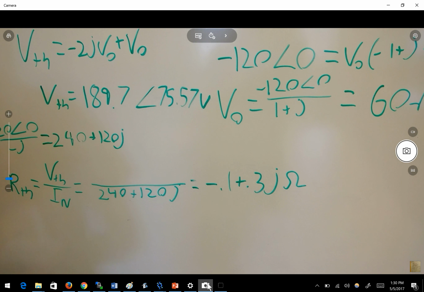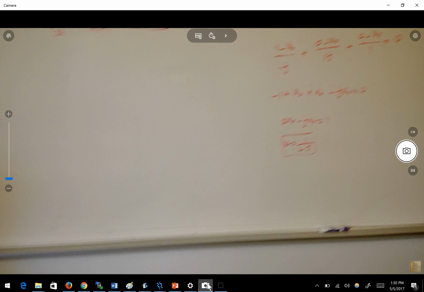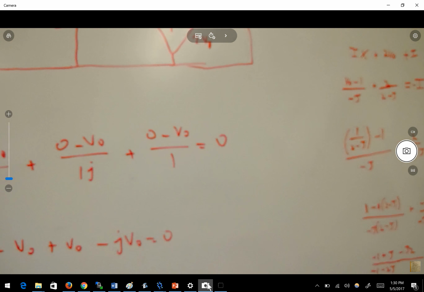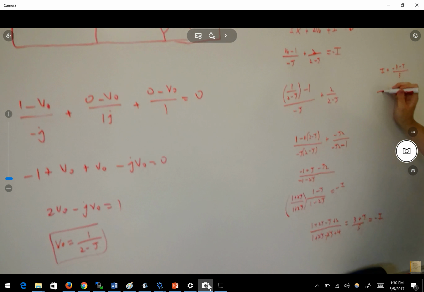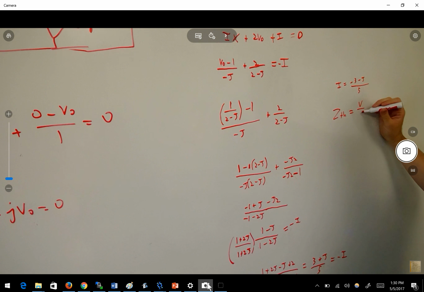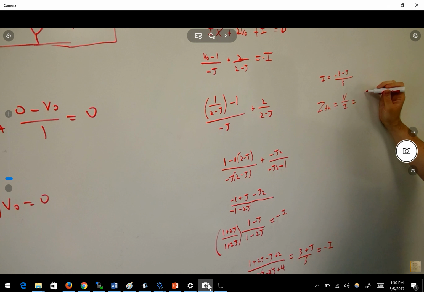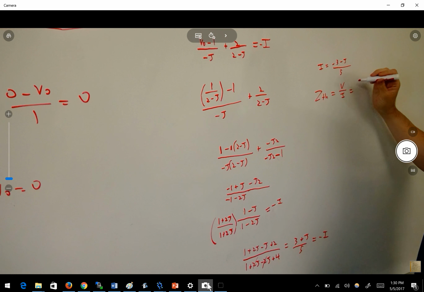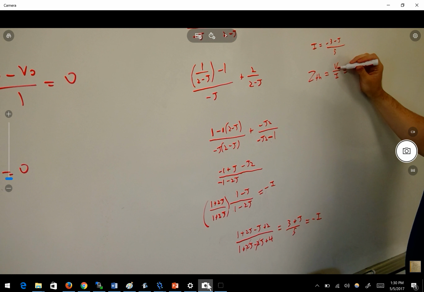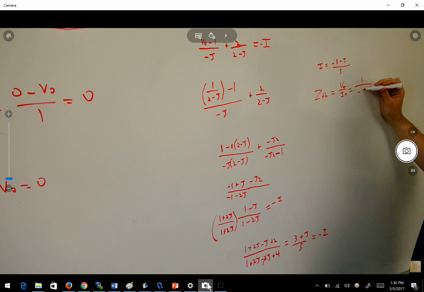I'm not sure. Tom, question. To find R Thevenin, you do voltage divided by current, right? Yes, the test voltage divided by test current. Z Thevenin, the impedance, is going to be equal to V over I. V Thevenin over I Norton, or your test voltage, right? V test over I test. So it's going to be 1 over that expression, which is going to be 5 over that.